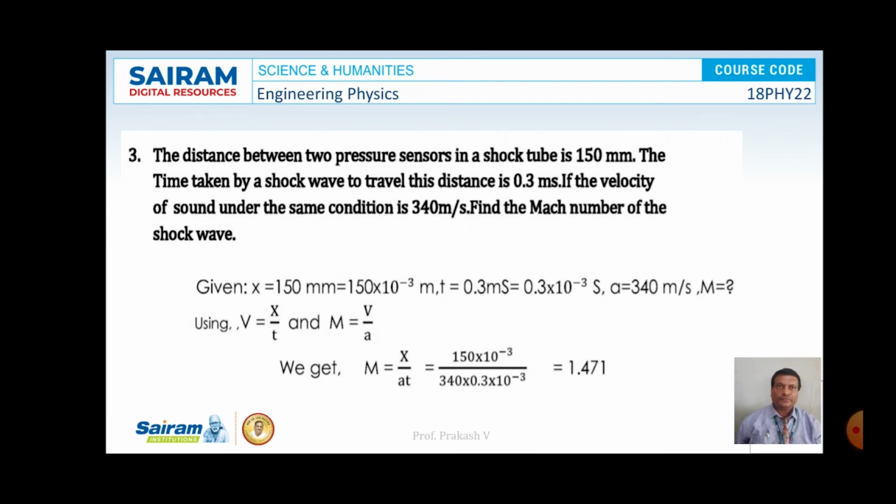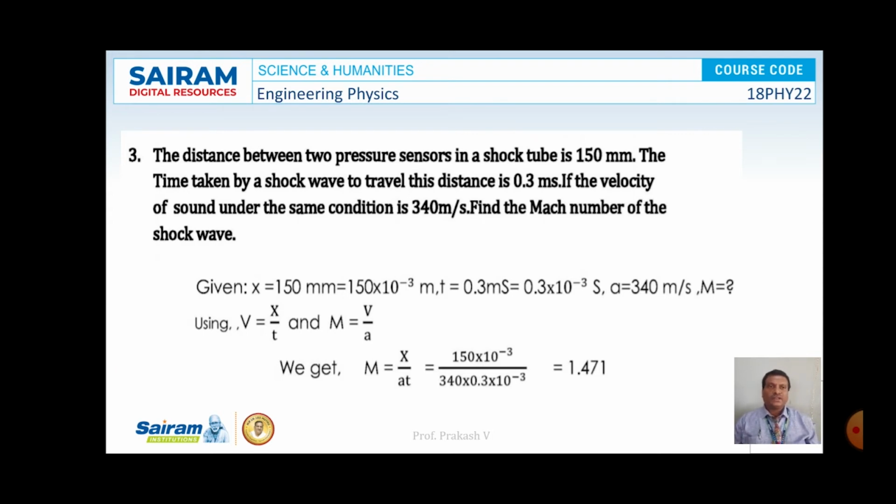The third one: the distance between two pressure sensors in a shock tube is 150 millimeter. The time taken by a shock wave to travel this distance is 0.3 milliseconds. If the velocity of sound under the same condition is 340 meter per second, find the Mach number of the shock wave. Here the value of x is 150 millimeter. Convert that into meter by multiplying with 10 to the power minus 3. And t is 0.3 milliseconds, that is 0.3 times 10 to the power minus 3 seconds. The value of a, the velocity of sound, is given as 340 meter per second.